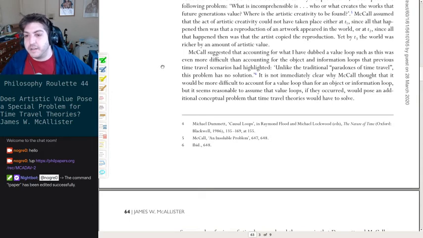McCall suggested that accounting for what I have dubbed a value loop such as this was even more difficult than accounting for the object and information loops that previous time travel scenarios had highlighted. Unlike traditional paradoxes of time travel, this problem has no solution. It is not immediately clear why McCall thought that it would be more difficult to account for a value loop than for an object or information loop, but it seems reasonable to assume that value loops, if they occurred, would pose an additional conceptual problem that time travel theories would have to solve.